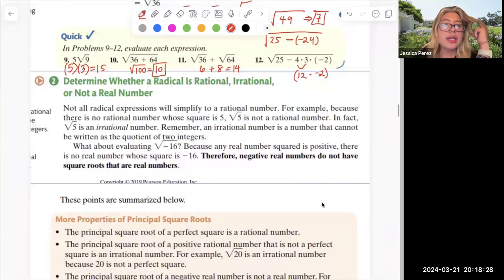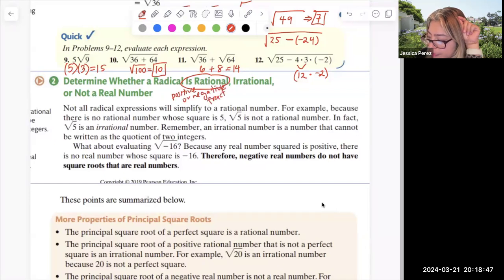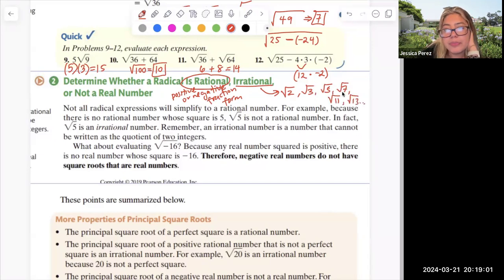Let's look at the other one. Determine whether a radical is rational, irrational, or not a real number. So what is a rational? A rational is a positive or a negative number that is in fraction form. And irrational are all the square root of 2, the square root of 3, the square root of 5, the square root of 7, square root of 11, the square root of 13. All of these are irrational.